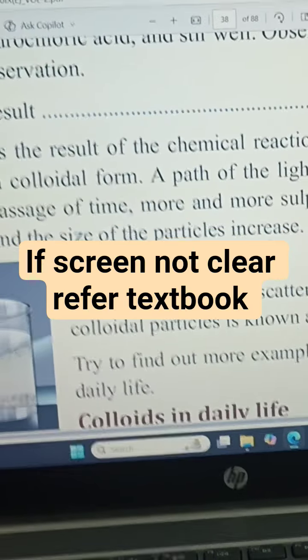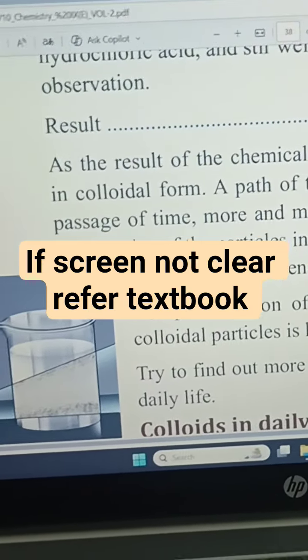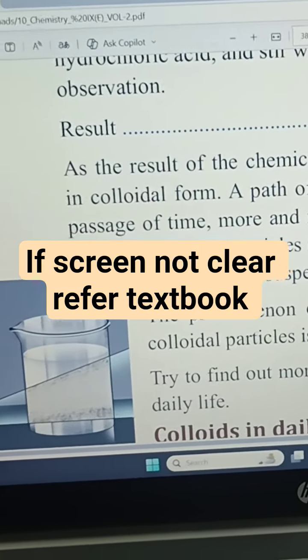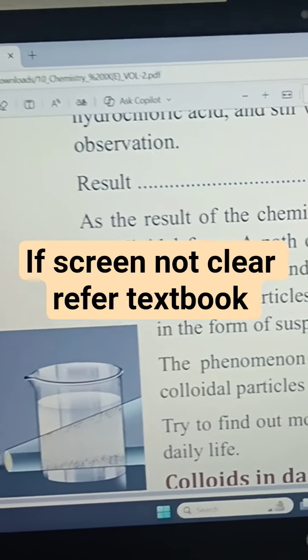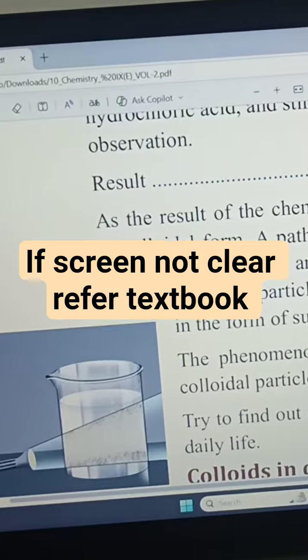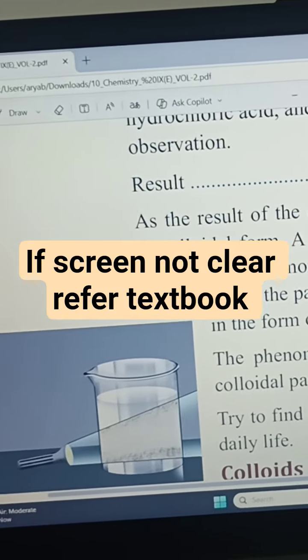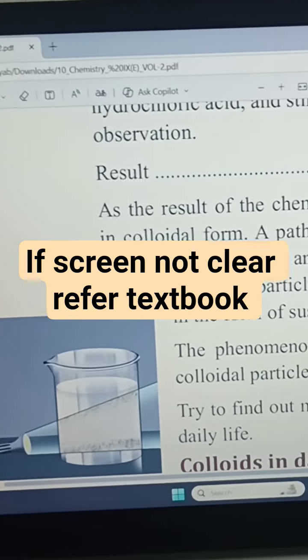What does it mean? The sulfur particle has the size of the colloidal particles. The Tyndall effect is a phenomenon where the light gets scattered by the colloidal particles. Here the sulfur particle acts as a colloidal particle, and it will scatter the light when the light passes through the beaker.